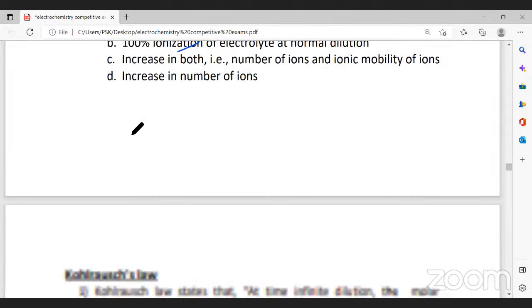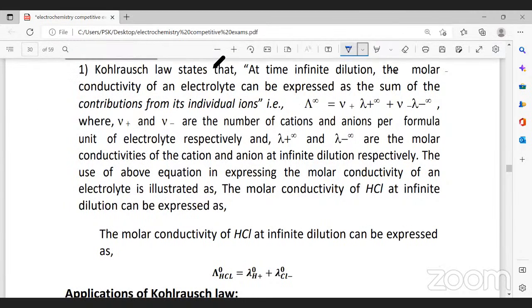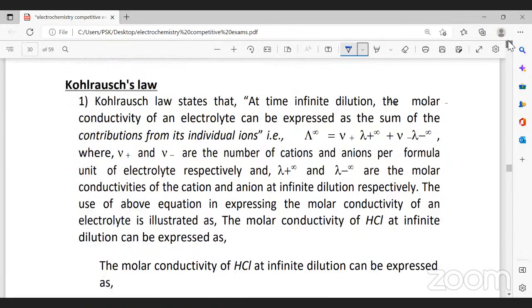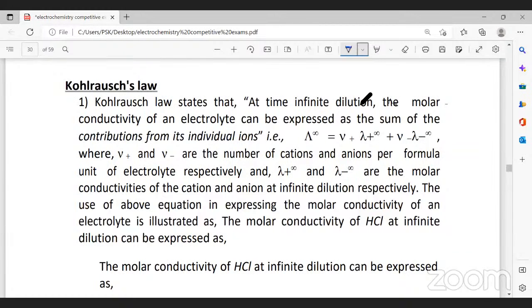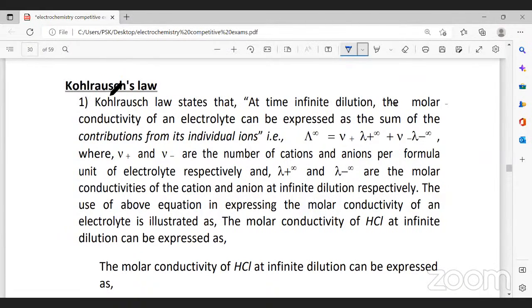I think conductivity, we have learned it in detail. Now, Kohlrausch's law, you have to pay attention. This is not for strong electrolytes. So Kohlrausch's law is for weak electrolytes. In general, it is for weak electrolytes. Kohlrausch is the name of a person. Kohlrausch's law. What does this law state?